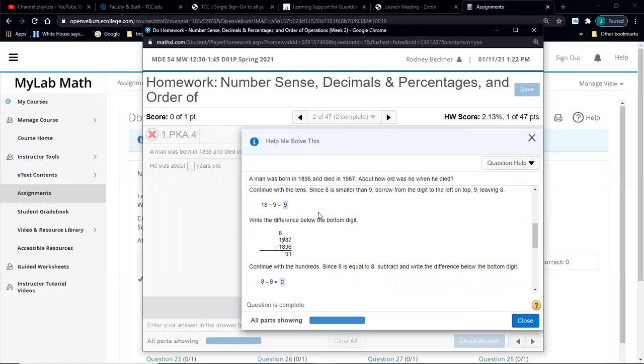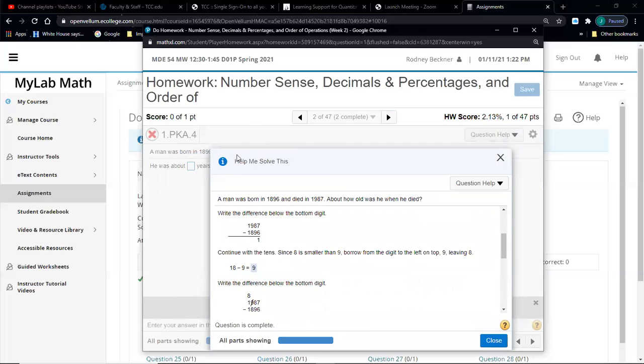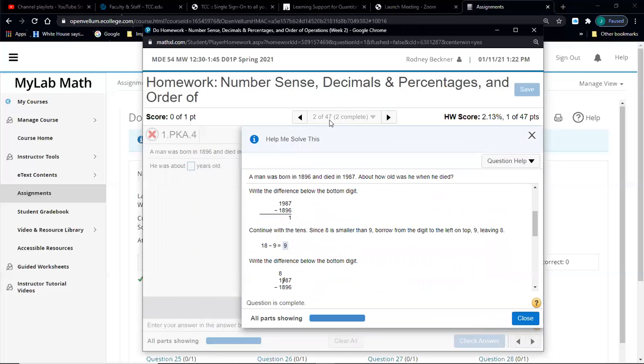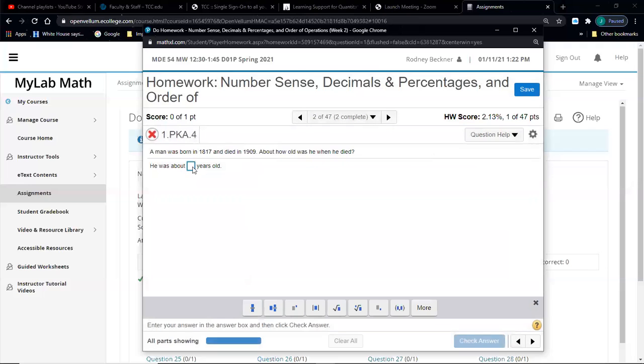So you take good notes, you follow what they're doing. The inputs along the way keep you engaged. Now, when I close this, watch what happens to the numbers 1896 and 1987. They've changed. So Help Me Solve This takes the original numbers you had, but by the time you finish it, because you've done it, they don't want to just give you the answer.